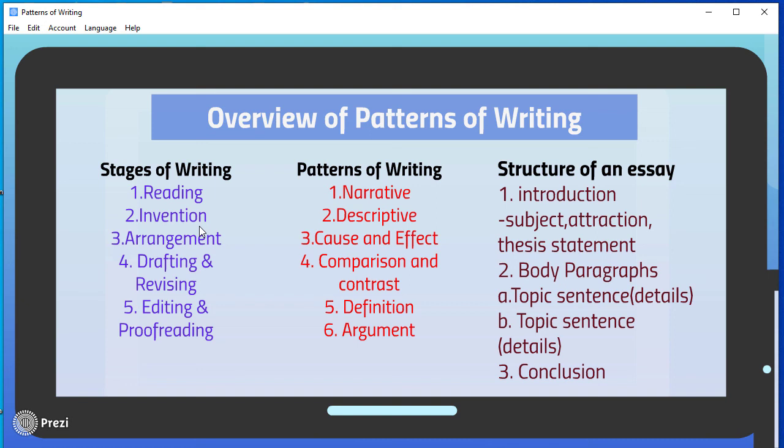So this is the logical sequence of the structure of the essay, and then you need to write the conclusion at last, and the conclusion always reflects the introduction and body paragraphs. The conclusion reflects the whole structure of the essay. So this is the overview of writing.